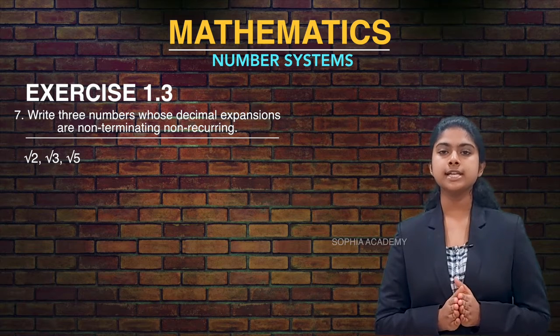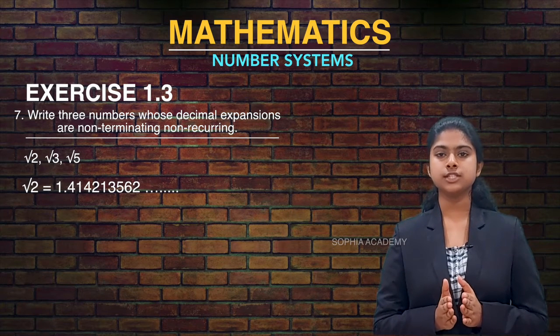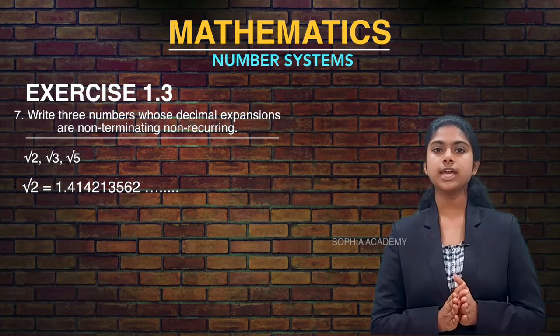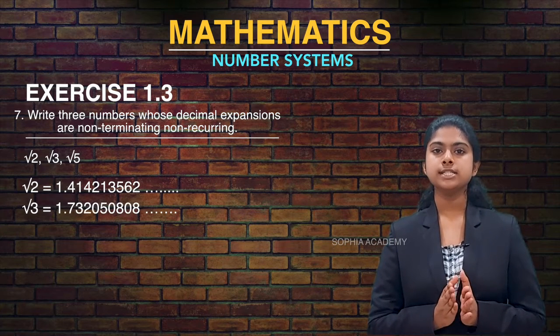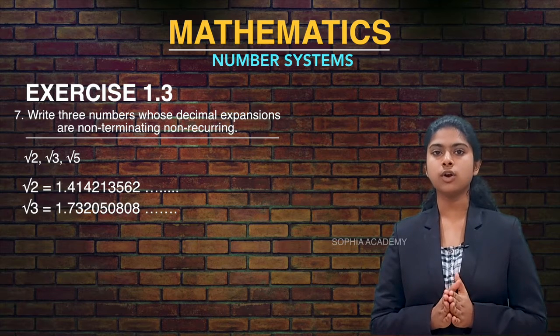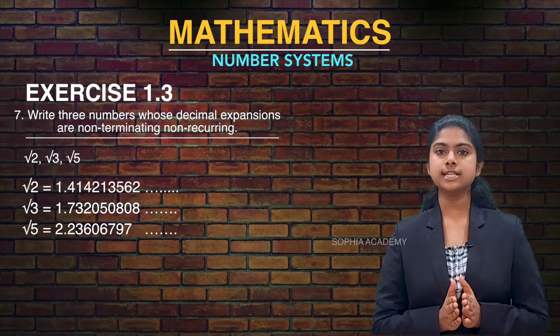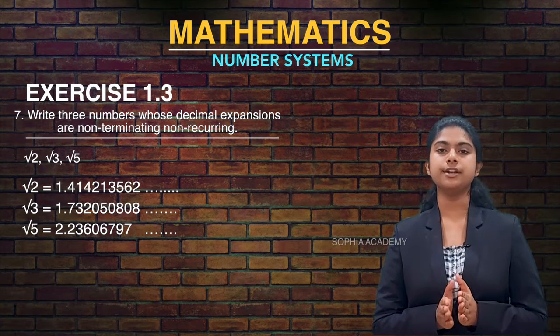Root 2 can be written as 1.414213562 and it goes on. Root 3 can be written as 1.7320508808 and it goes on, and root 5 can be written as 2.23606797 and it goes on.